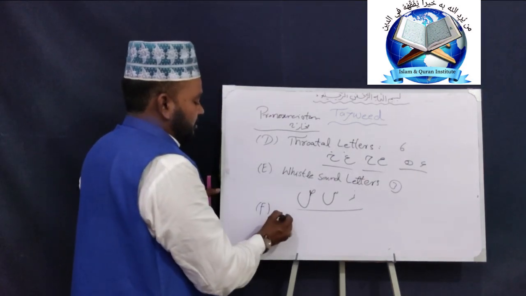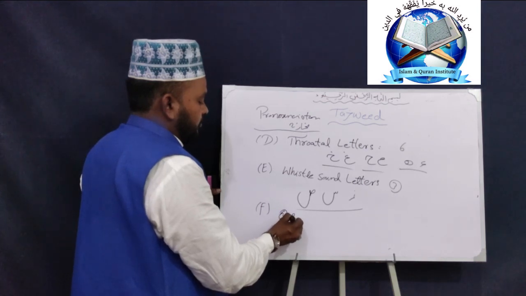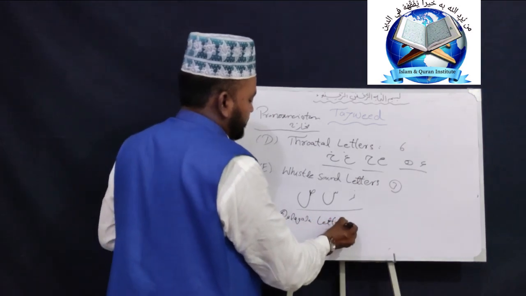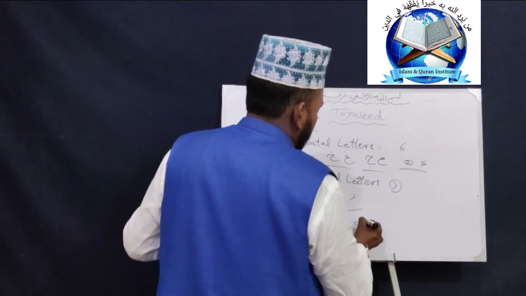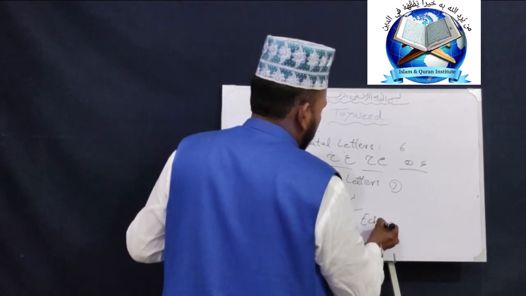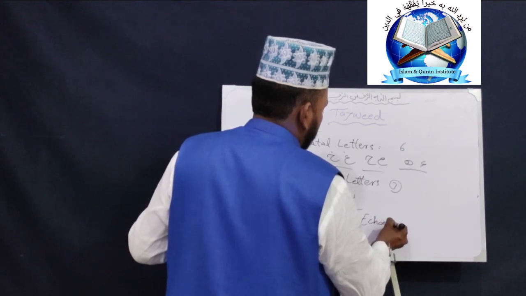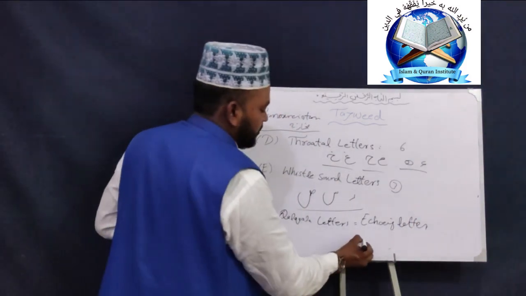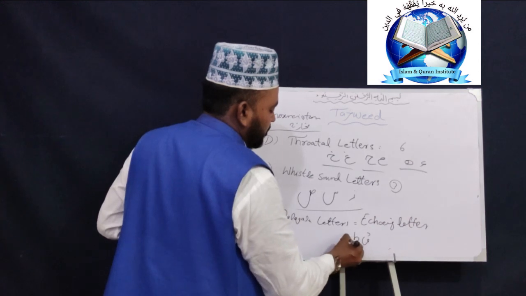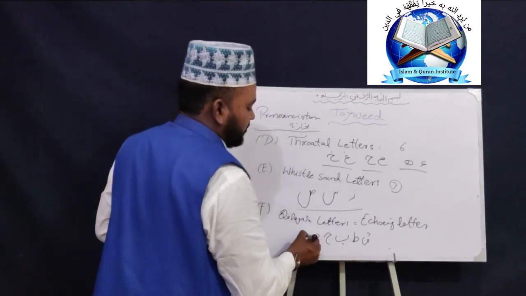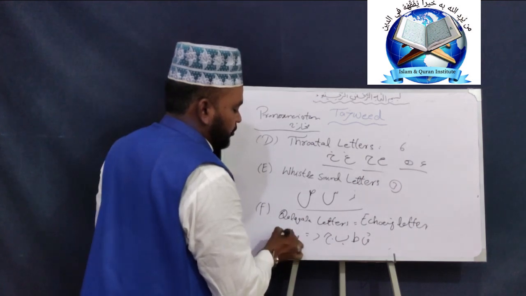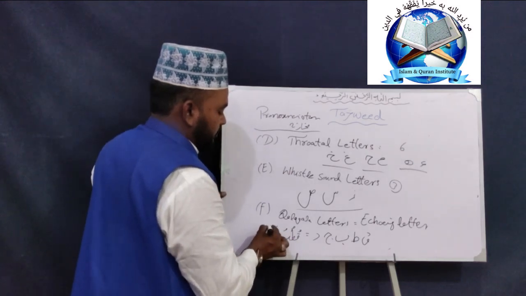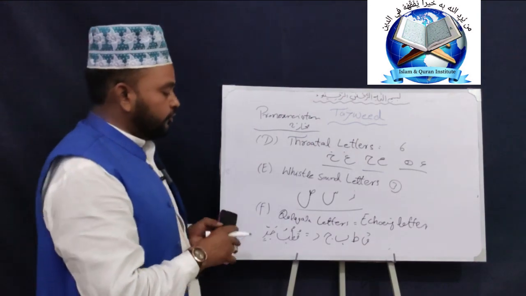The next category is qalqala letters. This is very important. Qalqala letters, echoing letters, in which we do echo. And they are total: qaf, ta, ba, jim, dal. Their combination is qutbu jaddin. Qutbu jaddin. Qaf, ta, ba, jim, dal.